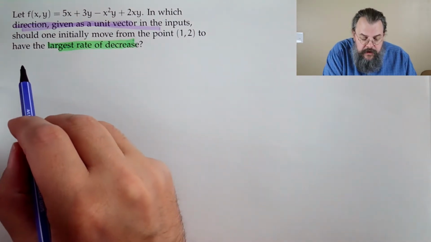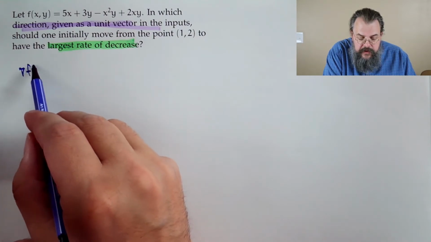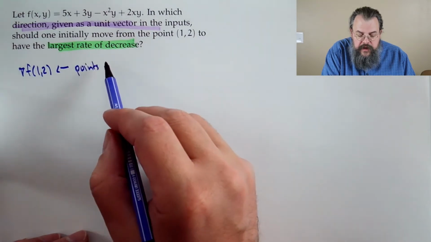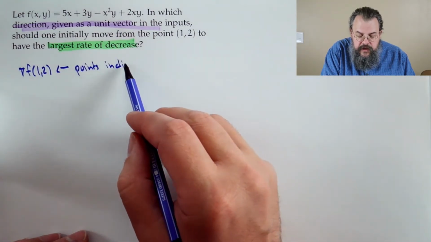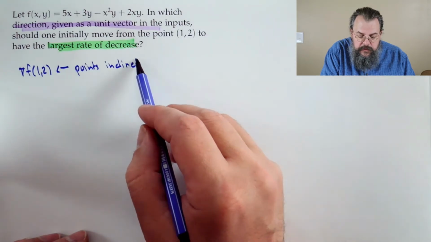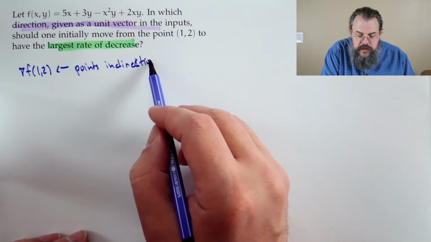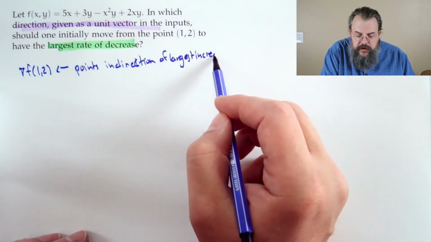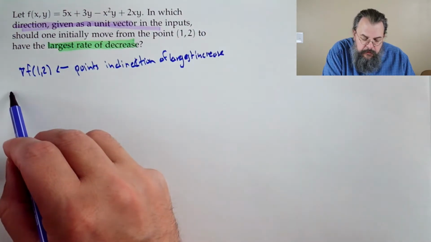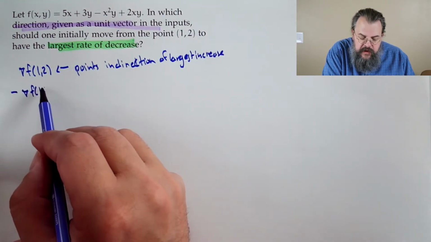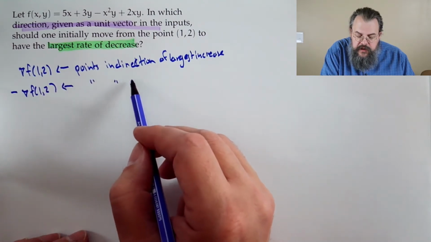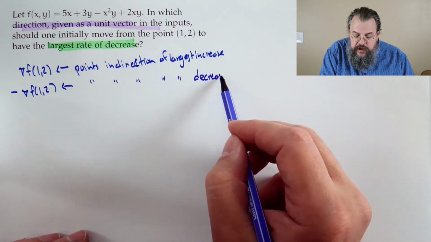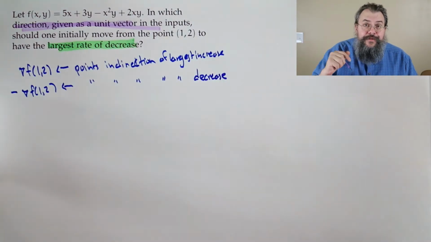So recall, the gradient of f at (1, 2) points in the direction of greatest increase, or if you like, of largest increase. And so that's a nice property. So minus the gradient is very similar. It points in the direction of largest decrease. So if you go against the gradient, you're going to be going down as fast as possible.